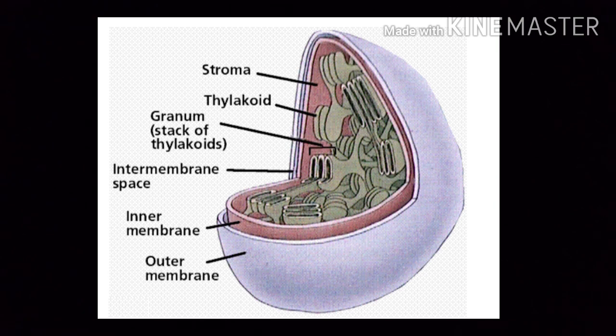Thylakoids are stacked like pancakes in stacks known collectively as grana. The areas between grana are referred to as stroma. While the mitochondrion has two membrane systems, the chloroplast has three, forming three compartments.